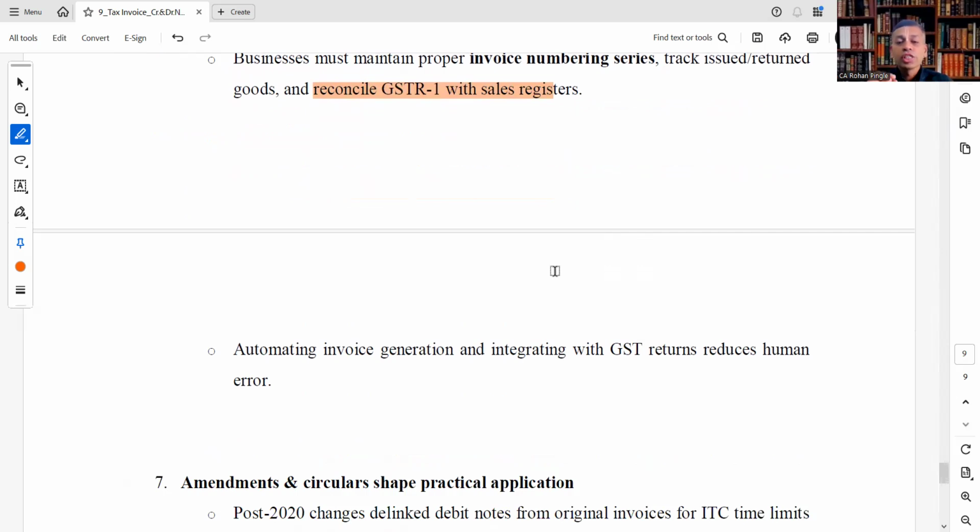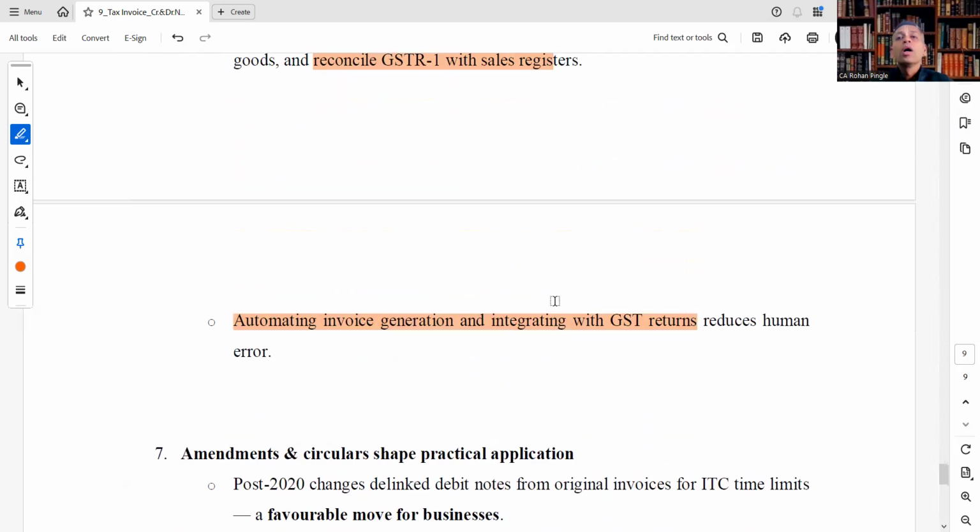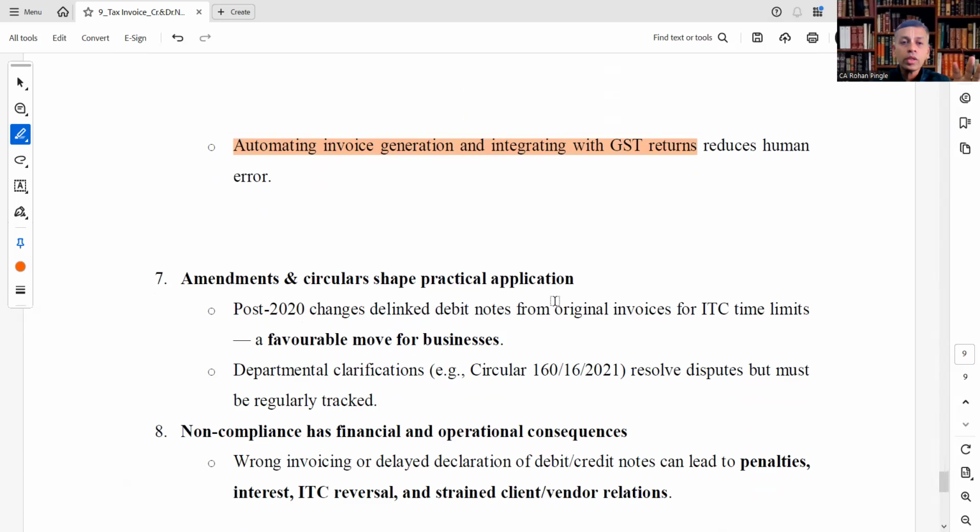Automating invoice generation and integrating with GST returns reduces human error. Wherever you automate invoice generation and integrate with the GST returns, it reduces human error. So we need to apply technology in our systems too.